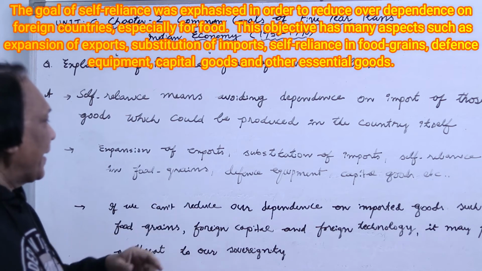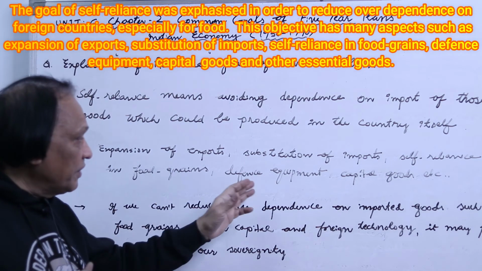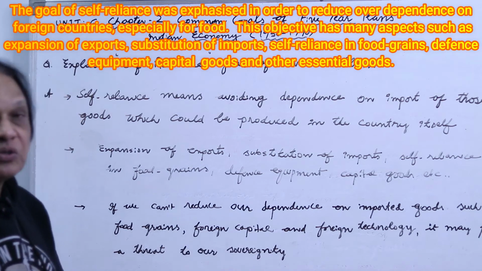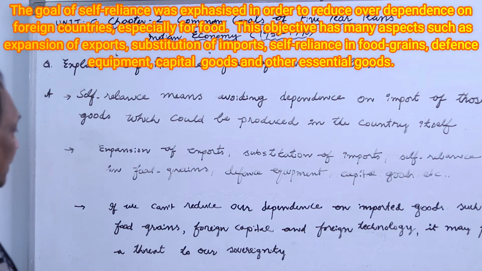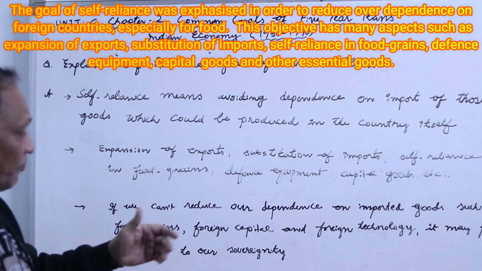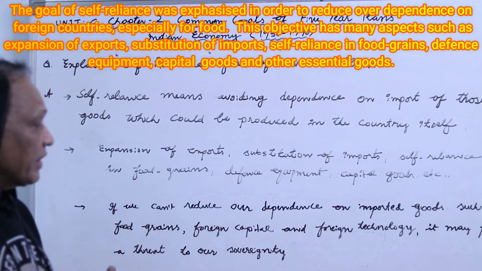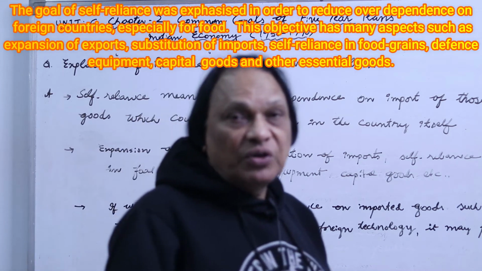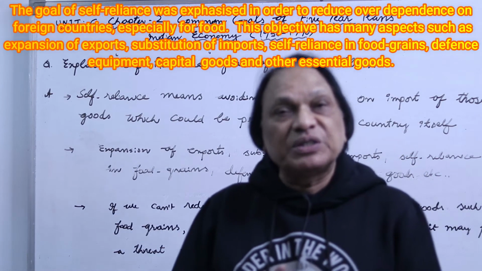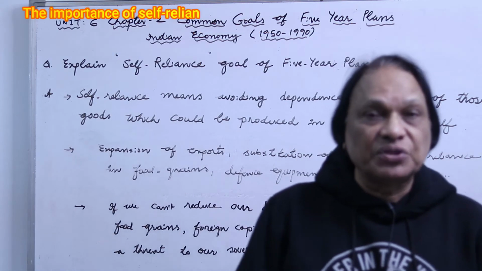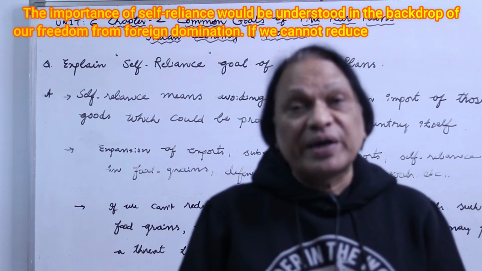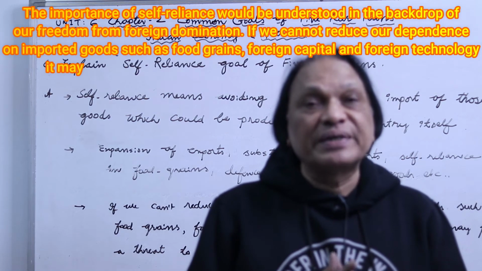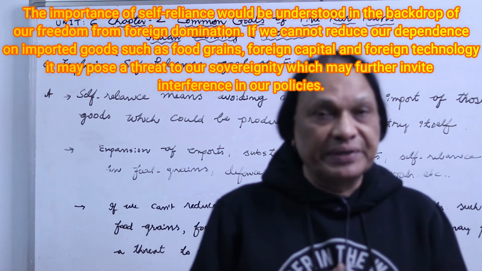Self-reliance in food grains, defense equipment, capital goods, etc. If we cannot reduce our dependence on imported goods such as food grains, foreign capital and foreign technology, it may pose a threat to our sovereignty. The country will lose its sovereignty. That means we become totally dependent on other countries. That's exactly what happened during those 200 years of British rule in India.